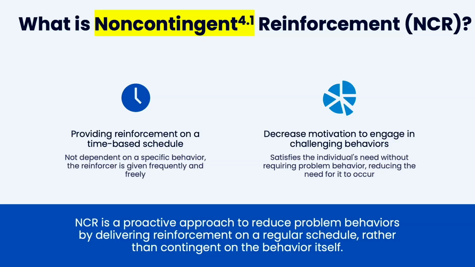Okay, what is non-contingent reinforcement? First, you need to know the function of the behavior. Once you know the function, it's simple. You're going to provide the function of the behavior on a time-based schedule independent of the behavior. Whatever reason they're engaging in this maladaptive behavior, you're going to give that to them freely and frequently. What happens is it reduces the problem behavior.